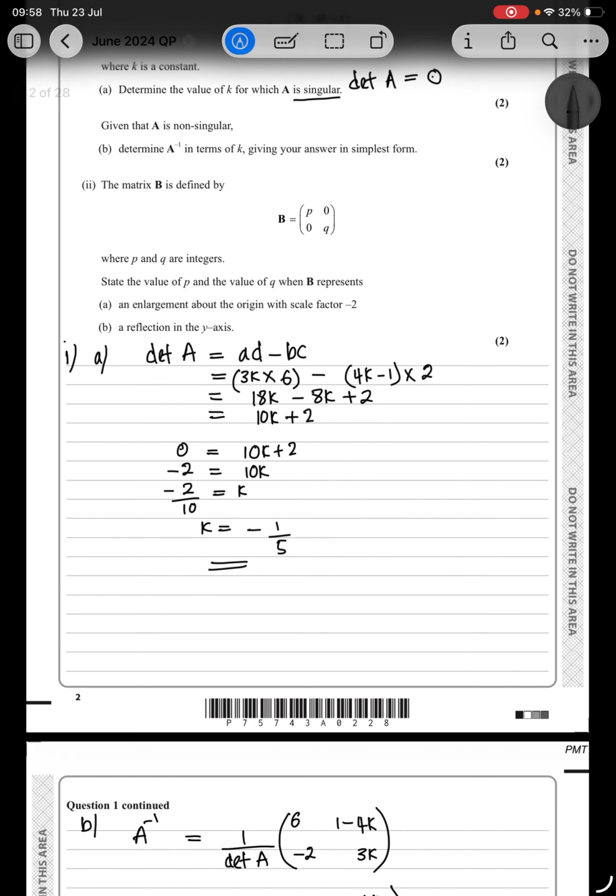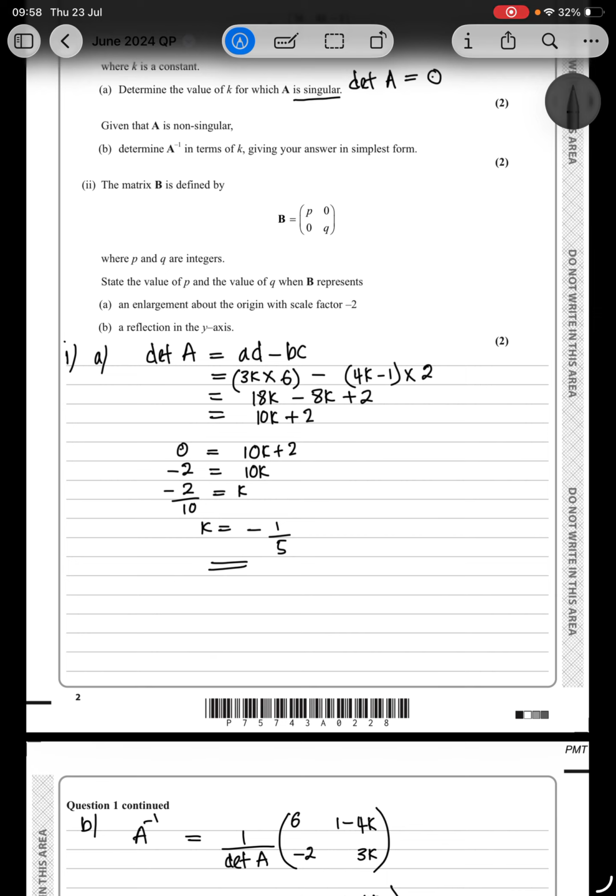Part 2 says the matrix B is defined by B equals P 0, 0 Q, where P and Q are integers. State the value of P and the value of Q when B represents part A, an enlargement about the origin with scale factor minus 2.